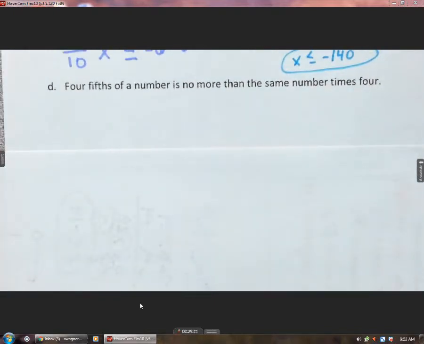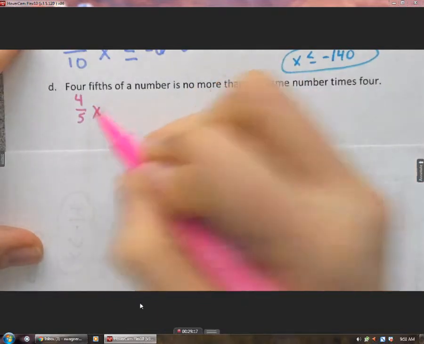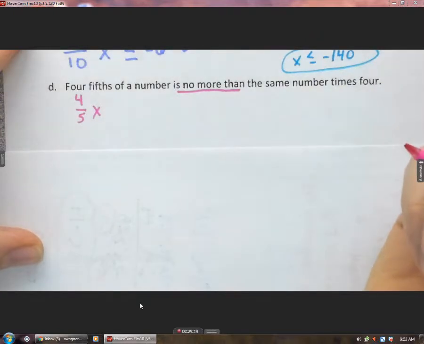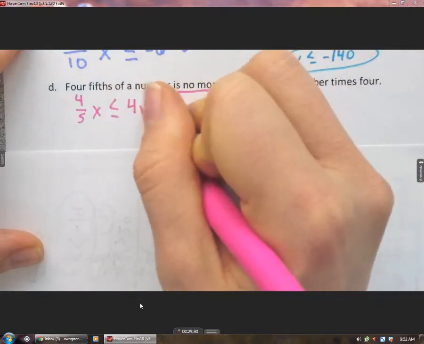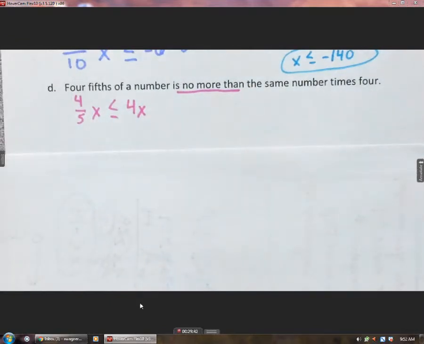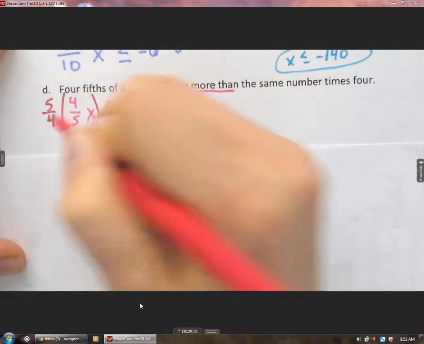Four-fifths of a number. I'm just practicing the fraction, so we really got it. 4/5 x is no more than, well, what's that one? No more than would be less than or equal to. The same number times 4. How do I write that? 4x. The same number is the number x that I used, so it'd be 4x. How do you get x by itself on this one? Multiply by 5/4.